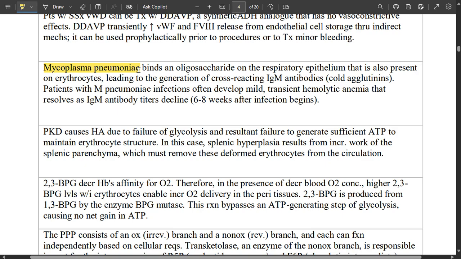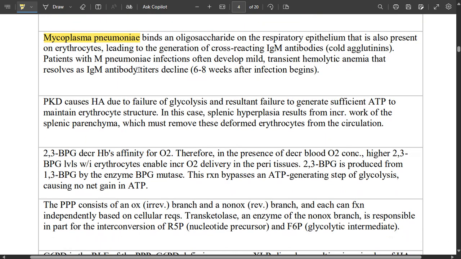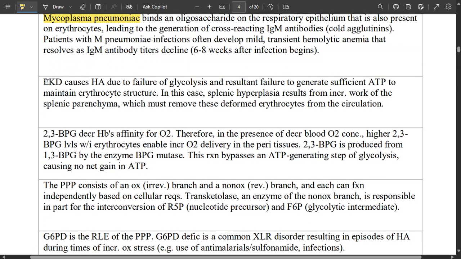So these cold agglutinin IgM antibodies generally fade after 6 to 8 weeks, and IgG antibody is now formed. IgM antibodies usually attack the respiratory epithelial Mycoplasma, but they mistook the oligosaccharides present in the erythrocyte and caused hemolytic anemia, but this decreases 6 to 8 weeks after infection begins. Now the next point is polycystic kidney disease causes hemolytic anemia.